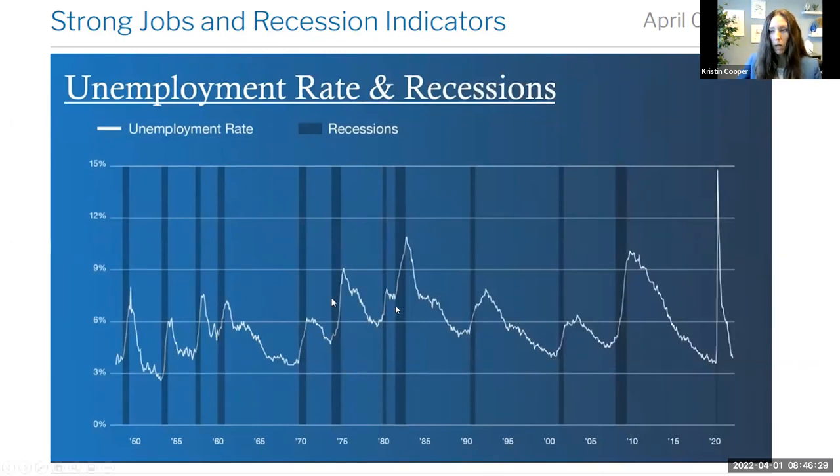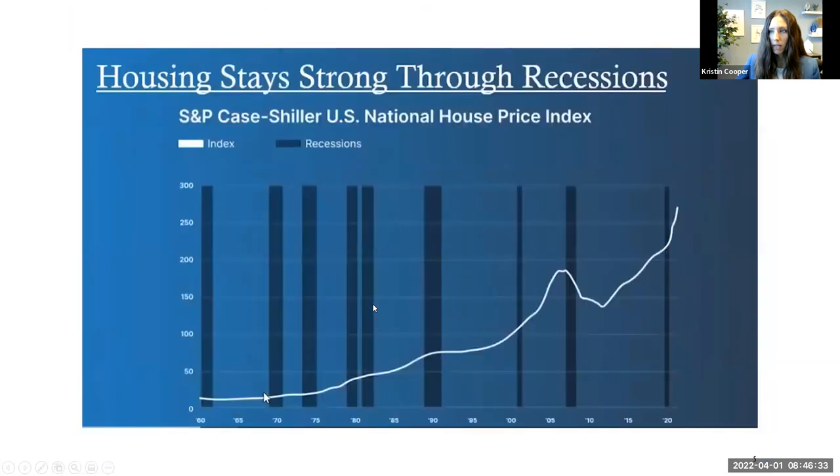So when we see that unemployment rates are low, and when that starts to tick back up, which we're seeing some indicators of, that is when we hit recession. But what does that mean for housing and mortgages?